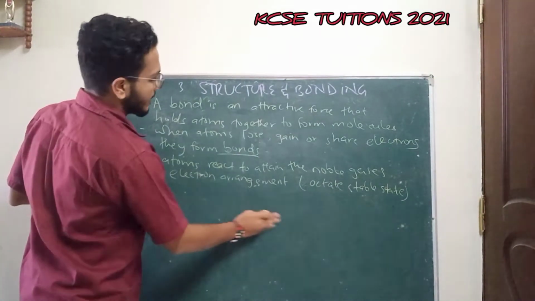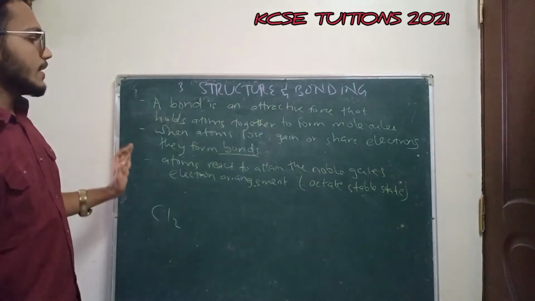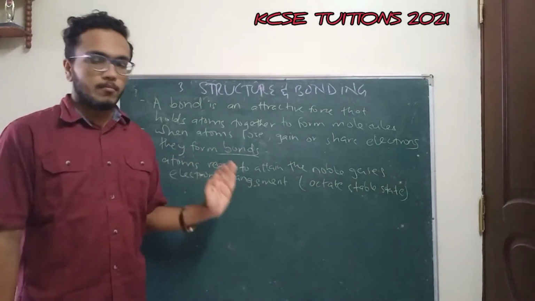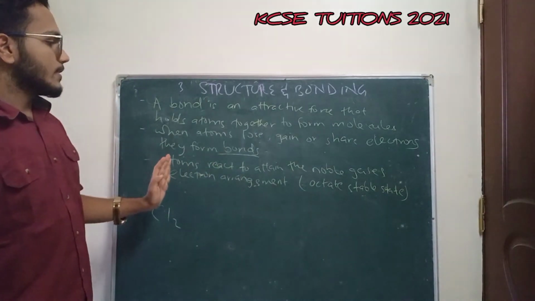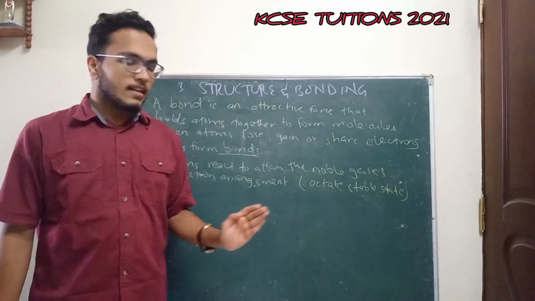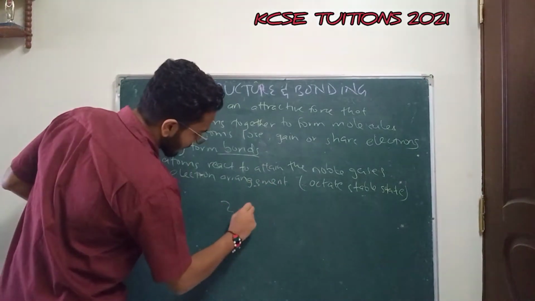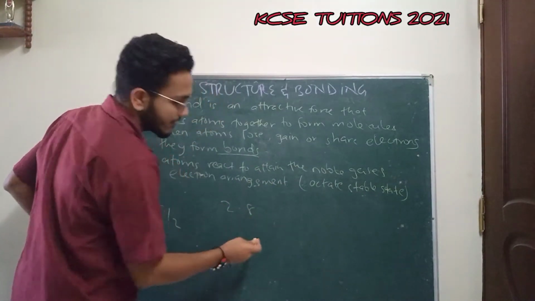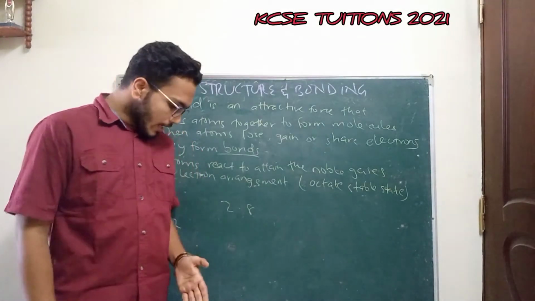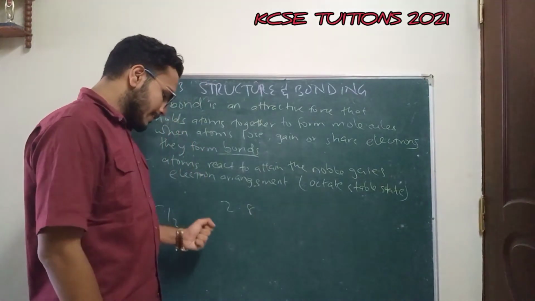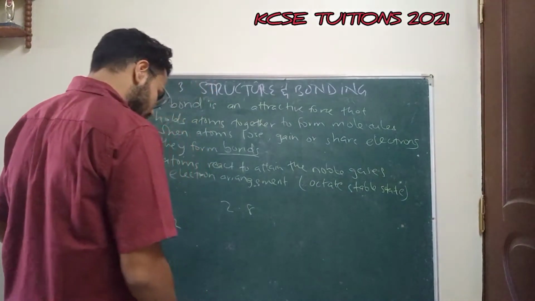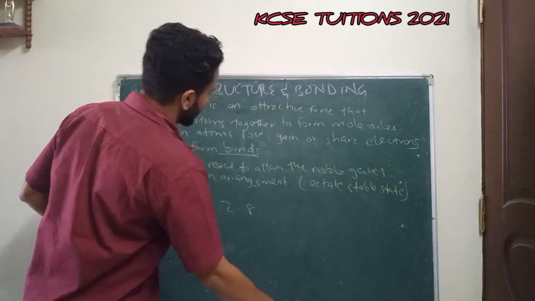When atoms react, when atoms lose, gain or share electrons, they form bonds. Atoms react to attain the noble gas electron arrangement, the octet stable state, which is 2,8 or 2,8,8, and so forth. So we have 5 bonds in chemistry. We have the ionic bond, metallic bond, covalent bond, coordinate bond, and van der Waals forces. We also have the hydrogen bond.